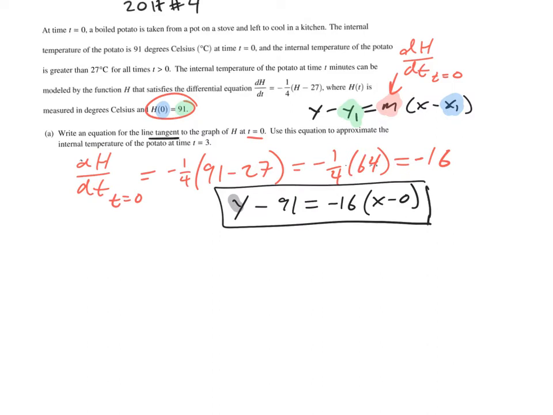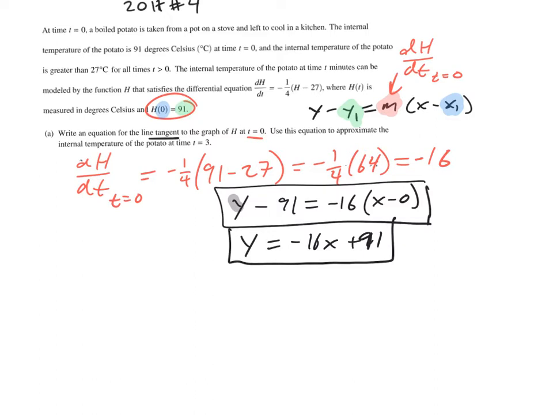Okay, that's good enough for part 1 of A, but remember there's more to it, right? Remember they said not just write out the tangent line. Now we want to use this equation to approximate the internal temperature at time t equals 3. Well, to really approximate this thing, we got to get y by itself. So what would that look like? Again, we don't have to get y by itself to write the tangent line, but to approximate it, we kind of do. So that would look like negative 16x, and the 0 just disappears, right? Negative 16 times 0, 0. And then just add 91 to both sides, so it would look like that. So that's actually a little bit simpler, a little bit more usable tangent line equation.